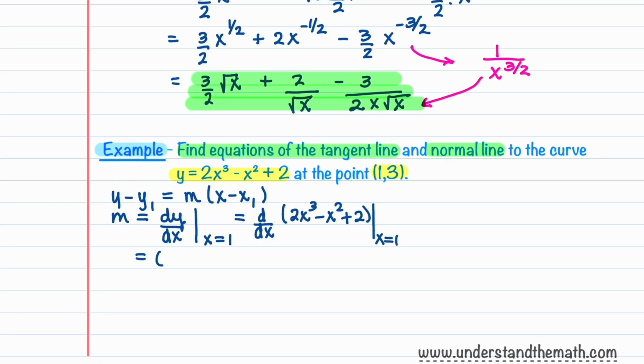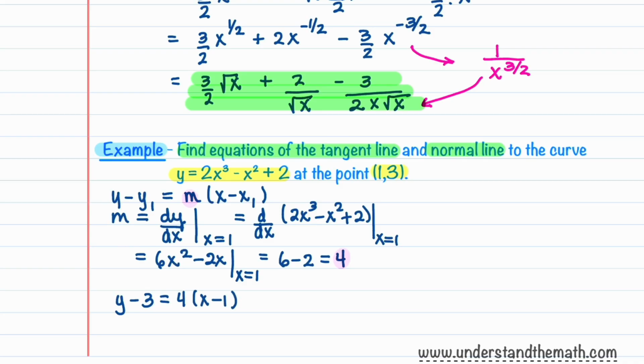This is equal to 6x squared minus 2x, and then the derivative of 2 is 0. And we are going to evaluate this at x is equal to 1. So this becomes 6 minus 2, which is 4. So our slope is equal to 4, and we can plug that into our equation. We are given that x1 and y1 is the point (1, 3). So we can write this as y minus 3 is equal to our slope, which is 4, times x minus 1.